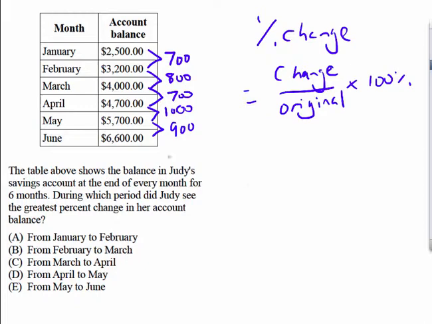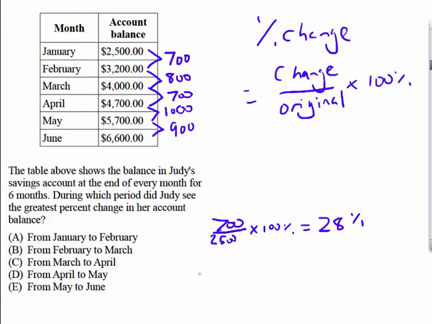The percent change from January to February is going to be 700, the change, divided by the original value, which is 2,500. And then we're going to multiply that by 100%. If you put that in your calculator, I've done this in advance, that comes out to 28%. So choice A is 28%.